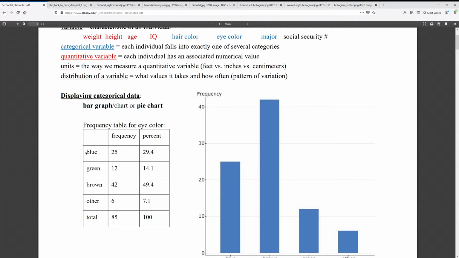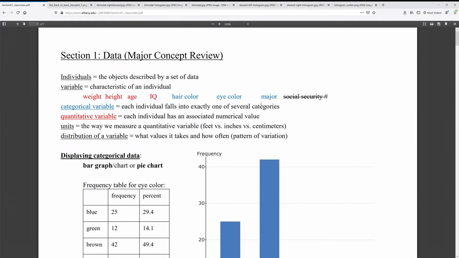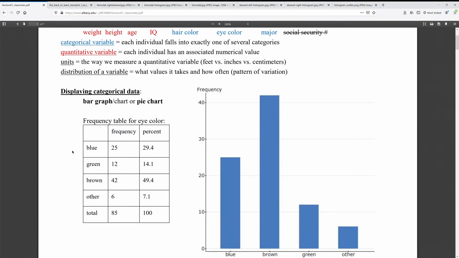Now again, note that there is no logical order to these categories. Blue, green, brown, other, green, blue, other, brown. Any order you care to list them off in. Now it is true in this particular example, not so much for something like major. You're either a chemistry major or a psychology major. You're not halfway in between or closer to a psychology major. There's no nuance there whatsoever. But for hair color and eye color, there's plenty of room for nuance.